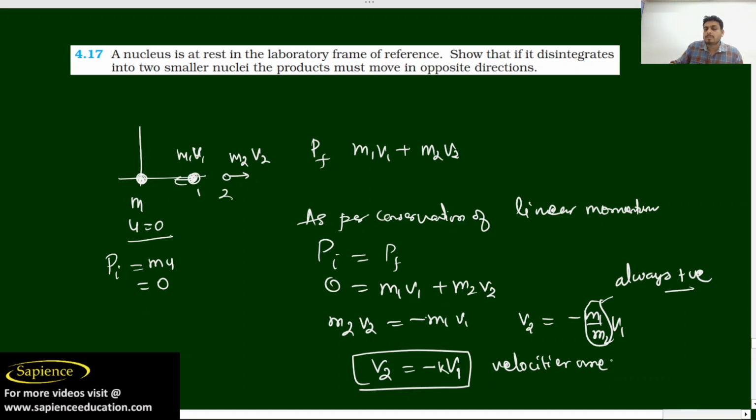The velocities are in opposite direction. So I cannot tell that both have the same velocity, but I can definitely tell that both have opposite direction. So this is what the question is trying to ask you. Okay, so I hope you have understood now.